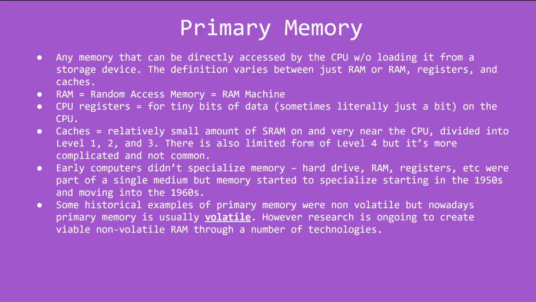There are some examples of the concept of primary memory being non-volatile, but nowadays, usually when we talk about primary memory, it's volatile. However, research has been ongoing to create viable non-volatile RAM using a number of different technologies. So in 10, 20 years, the statement that primary memory is always volatile could change.